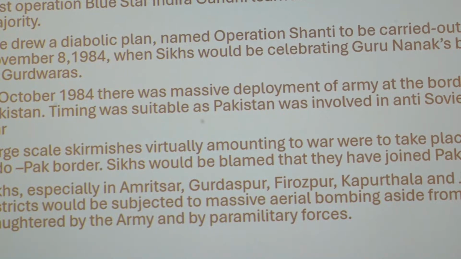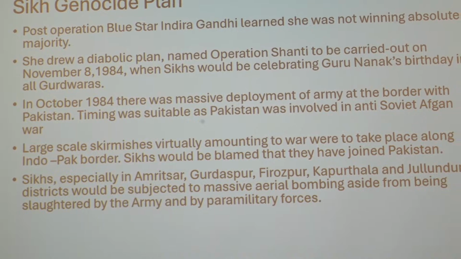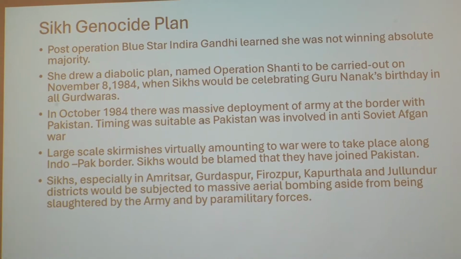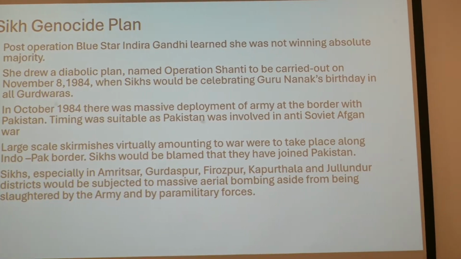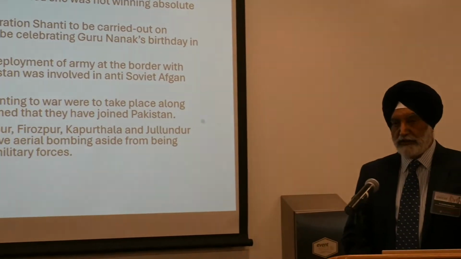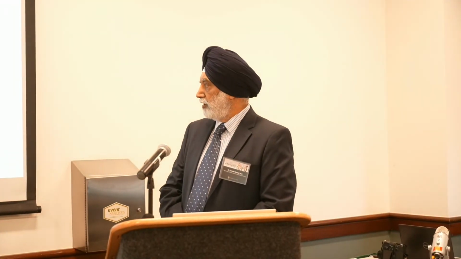Large-scale skirmishes, virtually amounting to war, were to take place along the Indo-Pak border, and then they would broadcast that the Sikhs had joined Pakistan and bombard the Sikhs. Five districts were chosen: Amritsar, Gurdaspur, Firozpur, Kapurthala and Jalandhar. They were to be bombarded by air, and then the ground army would finish the rest.